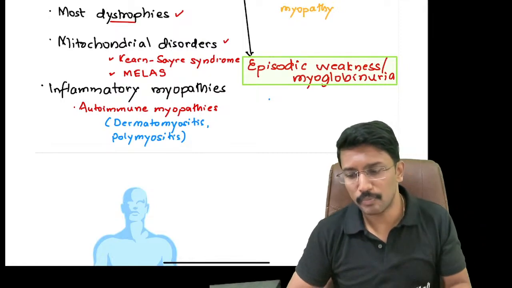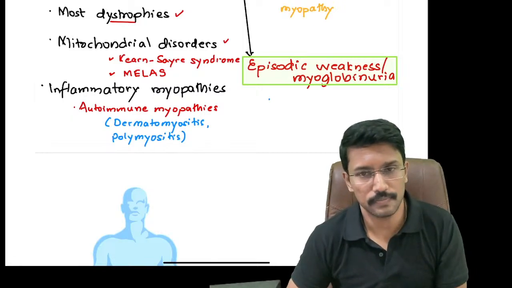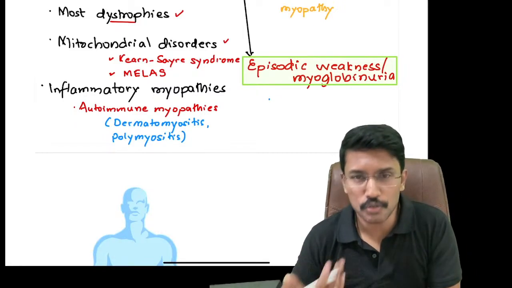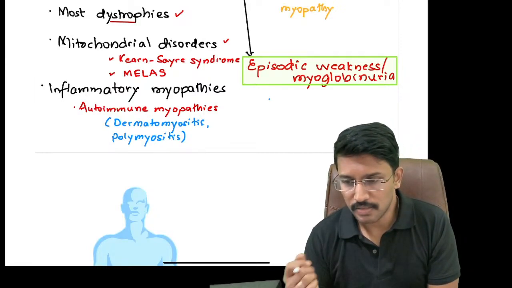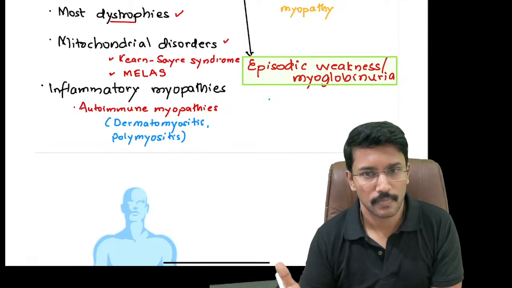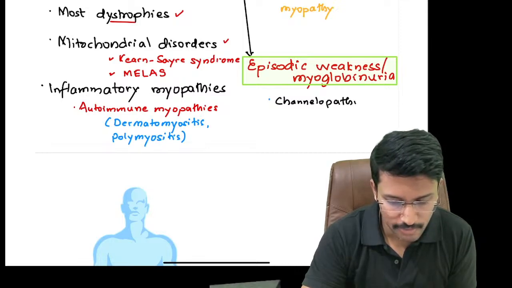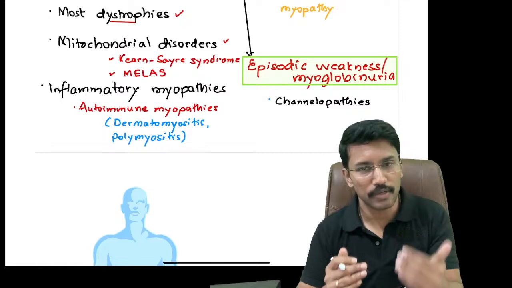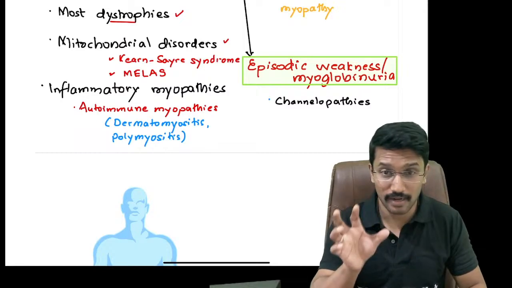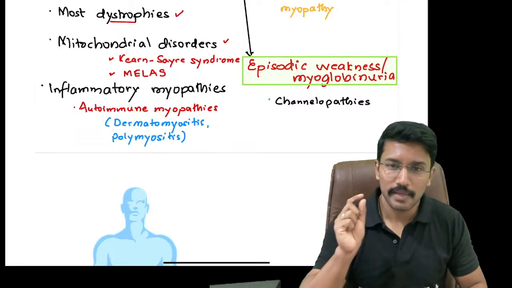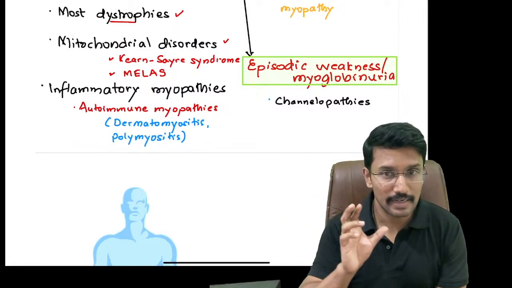Can anybody give me an example where muscles get affected in episodes, where patients present with episodic weakness? How many of you have heard of hyperkalemic periodic paralysis, hypokalemic periodic paralysis? So you have to remember a set of disorders called channelopathies. Now, what do I mean by channelopathies? There are sodium channels, potassium channels, calcium channels. A contraction of muscle is a very complex process, and obviously various electrolytes are necessary for us to be able to contract the muscle. If the channels which transport the electrolytes from extracellular to intracellular or vice versa are disturbed, that can affect the muscle function.